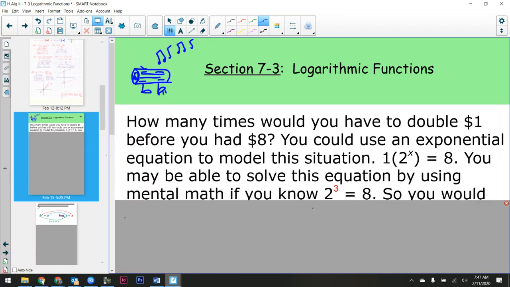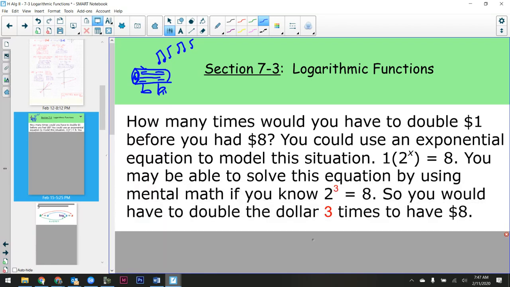We may be able to solve this equation by using mental math if we know that 2 to the 3rd power is equal to 8. So you would have to double $1 3 times to get to $8. That's a pretty simple example, right?